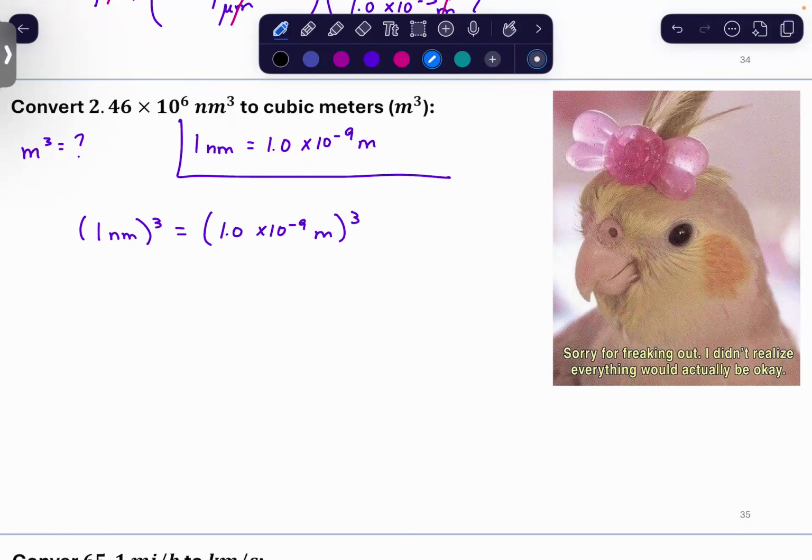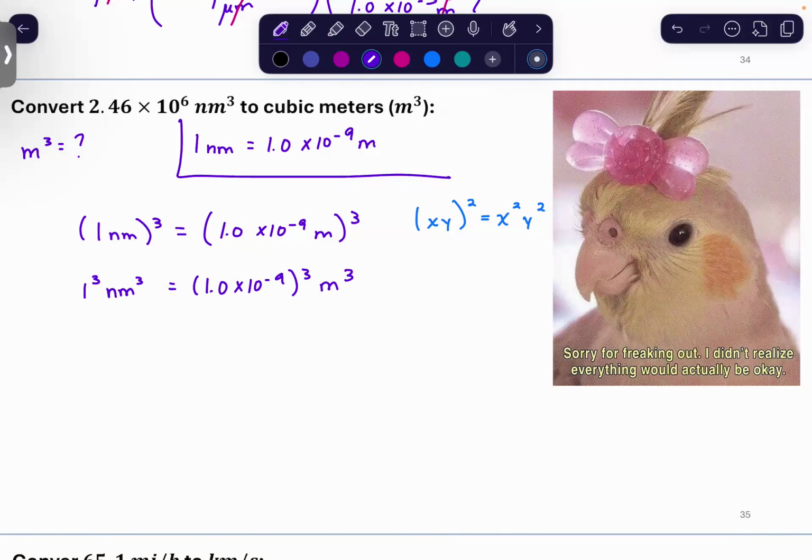Let's say I have x times y squared. That squared distributes. So I'll get x squared times y squared. That's what I'm doing here. Okay, so this will be 1 cubed cubic nanometers, 1.0 times 10 to the negative ninth cubed cubic meters. So these are the units that I need.